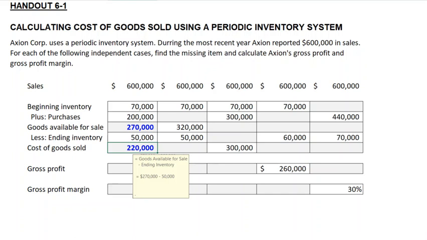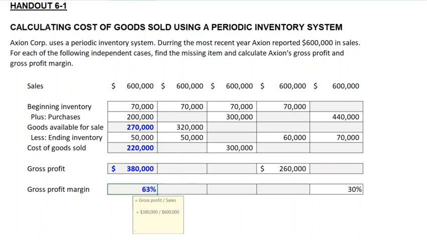Our gross profit is sales of $600,000 minus $220,000 for cost of goods sold, or $380,000. We can take that gross profit of $380,000 and divide it by $600,000 in sales to get our gross profit margin. So we're making roughly 63 cents in profit for every dollar in sales. Of course, that's before our other operating expenses.